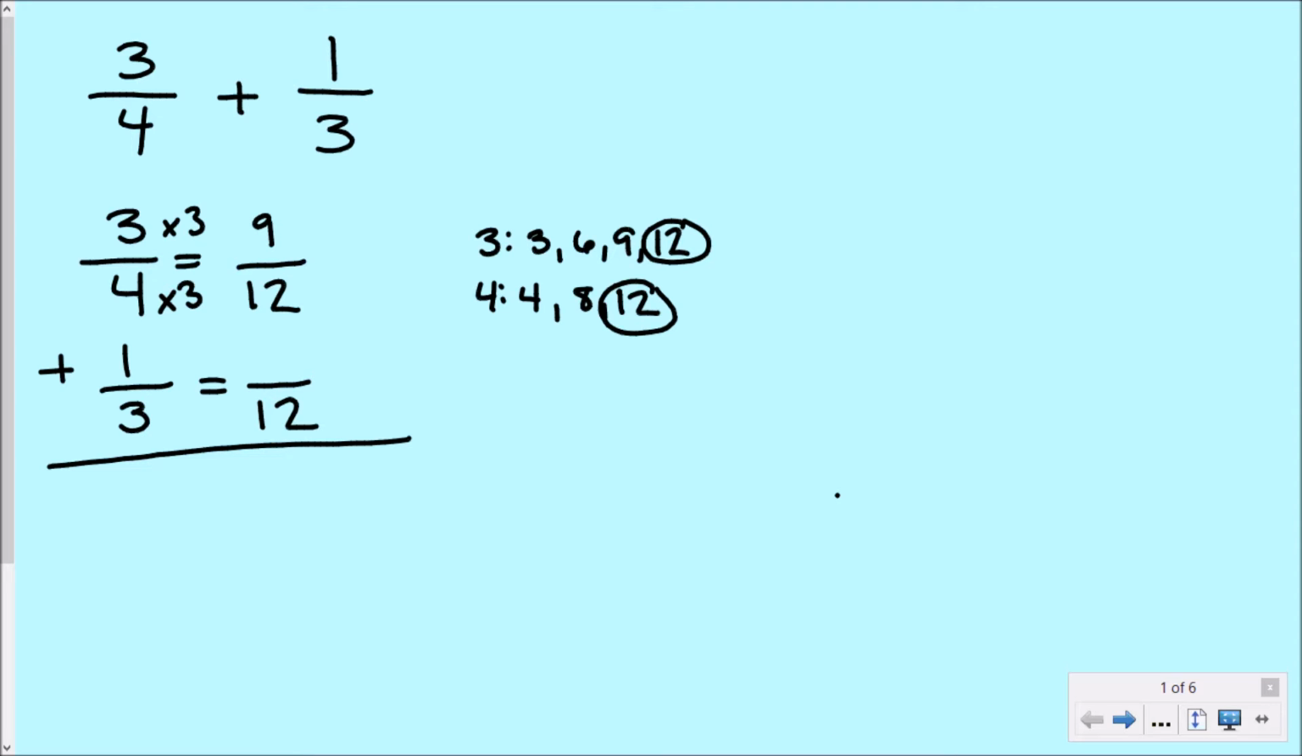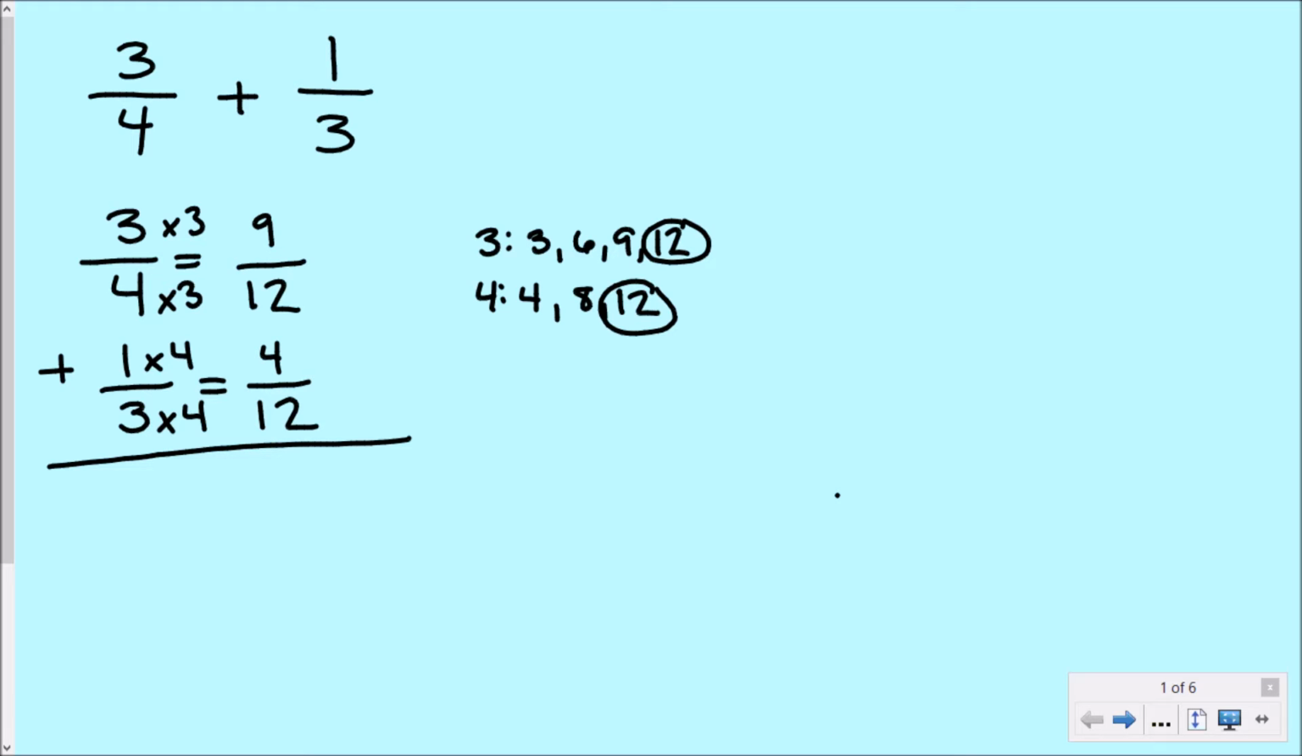Now I have to multiply the numerator and the denominator by the same number in order for these two fractions to be equivalent. Now I have to look at 1/3. How do I go from 3 to 12? That's by multiplying the 3 by 4. So I have to also multiply the 1 by 4 as well. Again, you have to multiply the numerator and the denominator by the same number in order for the two fractions to be equivalent. So 4 times 1 is 4.